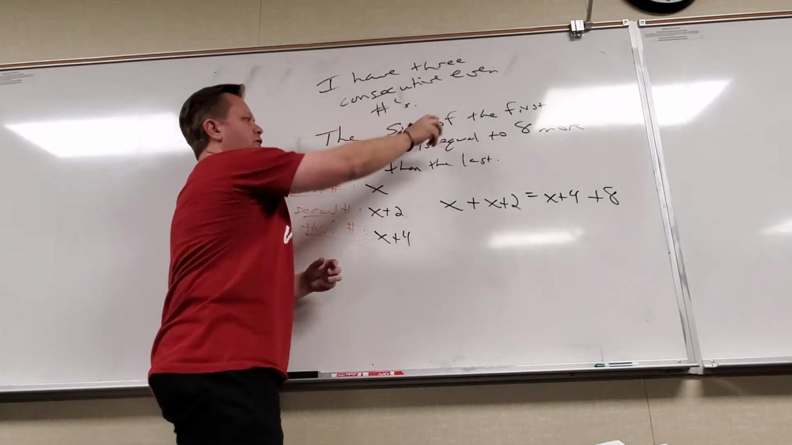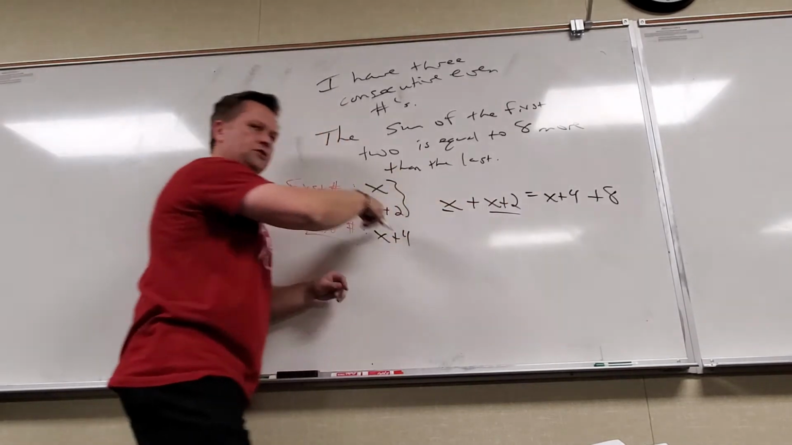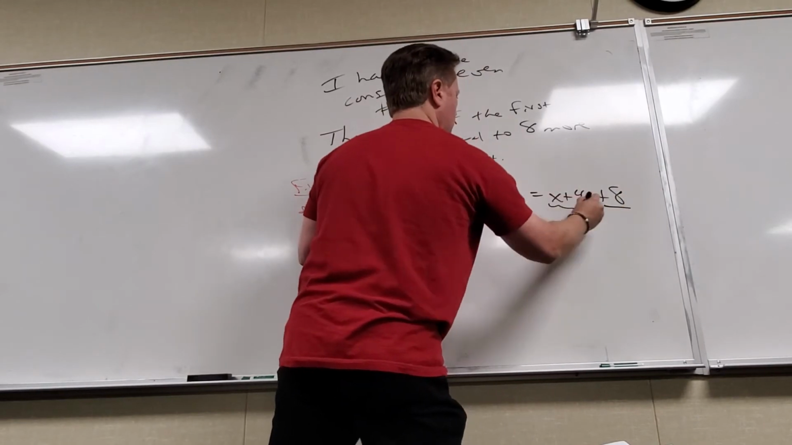So the sum of the first 2. Bam. The sum of the first 2, that one and that one, they're the first 2, is 8 more than the last one.